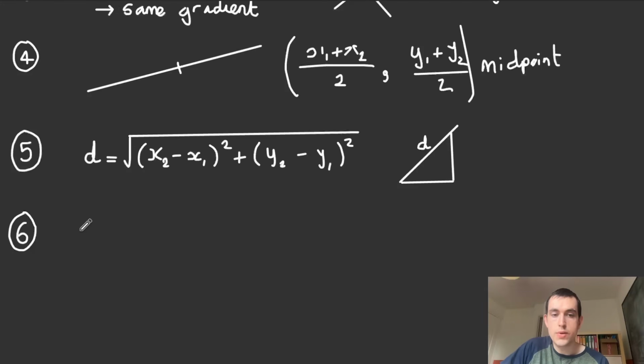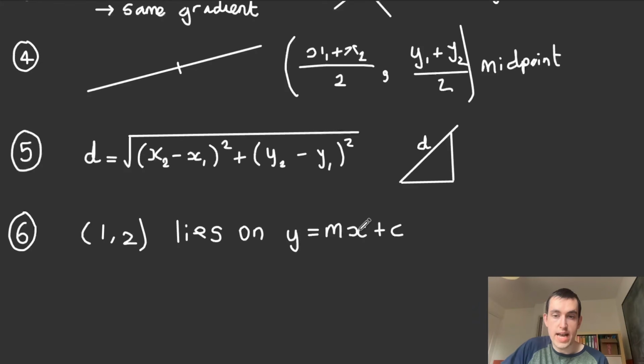The next thing you should know is that if a point lies on a line, it means we can substitute the 1 for x, because it's x that comes first, and we can substitute the 2 for y in the equation to get something that's still true. It's very useful if we need to find the c or find the m if we're not given much information. In this case, it would tell us that 2 is equal to m times 1, which is just m, plus c. Remember that coordinates come in a pair, so if you ever sub in the x coordinate, be sure to sub in the y coordinate too.